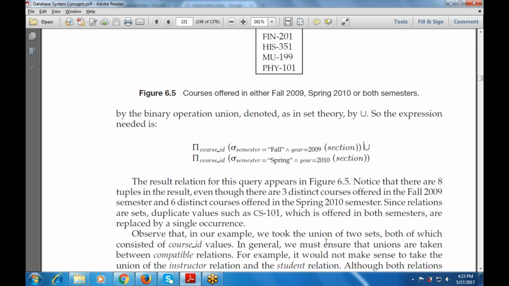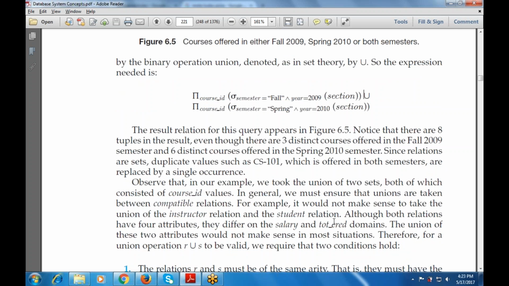And observe that in our example, we take the union of two sets, both of which consisted of course ID values. In general, we must ensure that unions are taken between compatible relations. For example, it would not make sense to take the union of the instructor relation and the student relation. Although both relations have 4 attributes, they differ on the salary and the total credit domain, and the union of these attributes would not make sense in most situations.